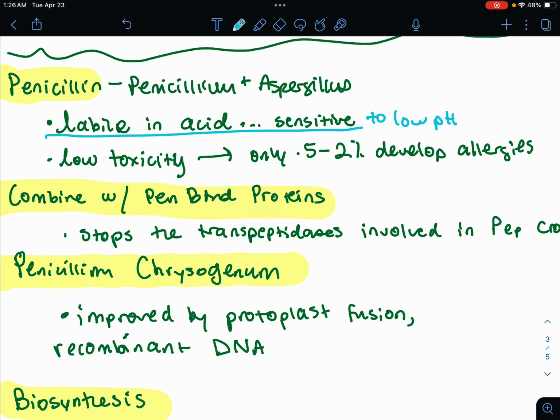Fun fact, the professor in this microbio class, as well as one of my classmates, are allergic to penicillin, which is kind of interesting because it's a microbio class.